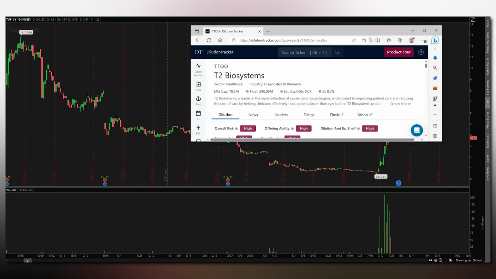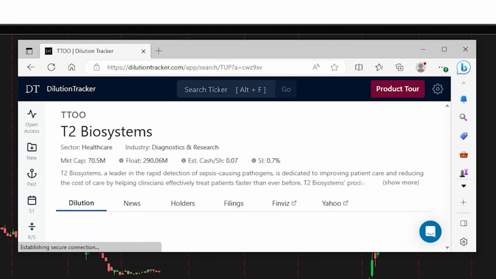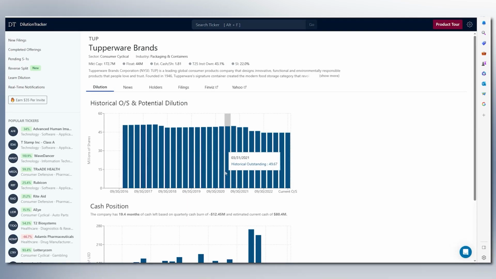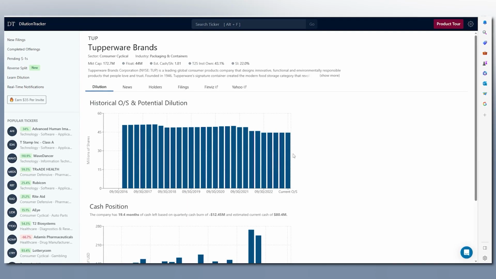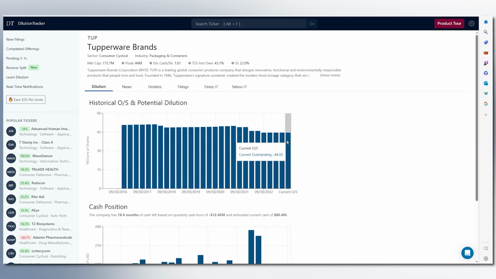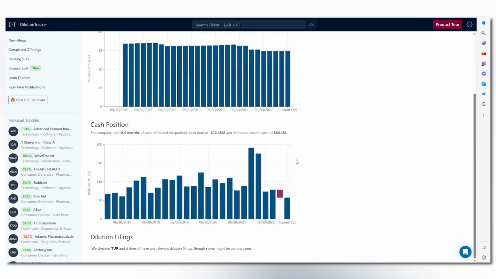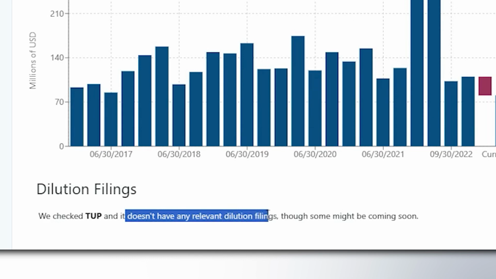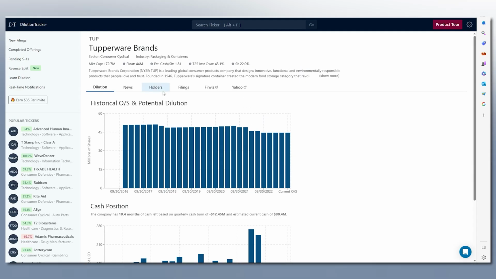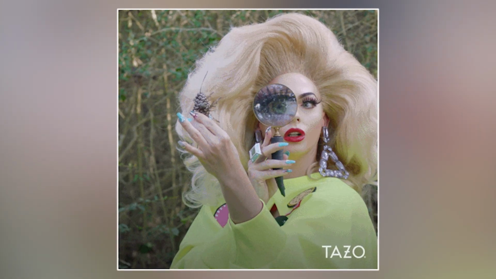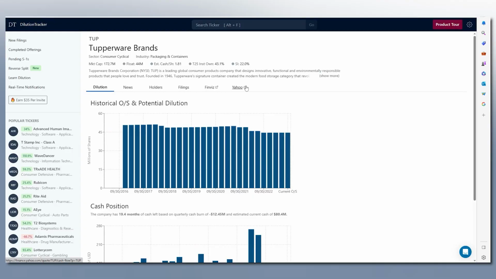The first one is TUP, so I'm going to dilutiontracker.com, and my first question is: is there a presence of dilution? We can quite quickly see that the shares outstanding is 44 mil, and if I go down, it doesn't have any relevant dilution filings, although there might be some coming soon. So this has zero dilution as far as my eye can see. That's the first checkmark box: no dilution, no overhead supply that I'm not aware of.